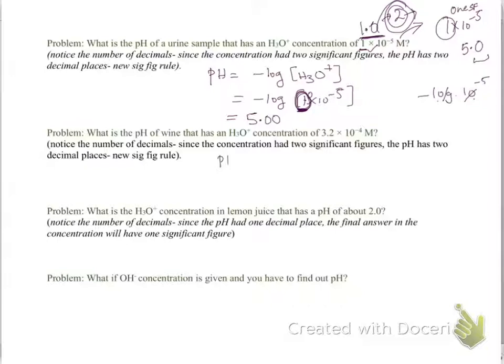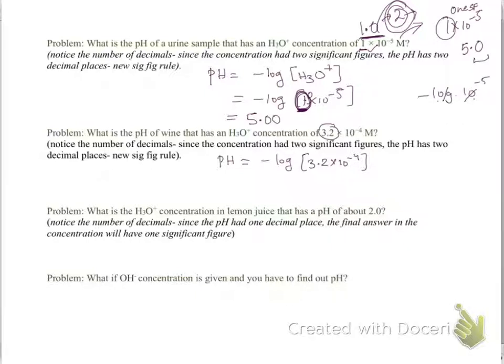The next question is, what is the pH of a wine if the hydronium ion concentration is 3.2 times 10 to the negative fourth? Now in this one, I cannot just straight away put the answer 4 because this number is not 1. So what I have to do is look at my calculator and type exactly what it says in the number.